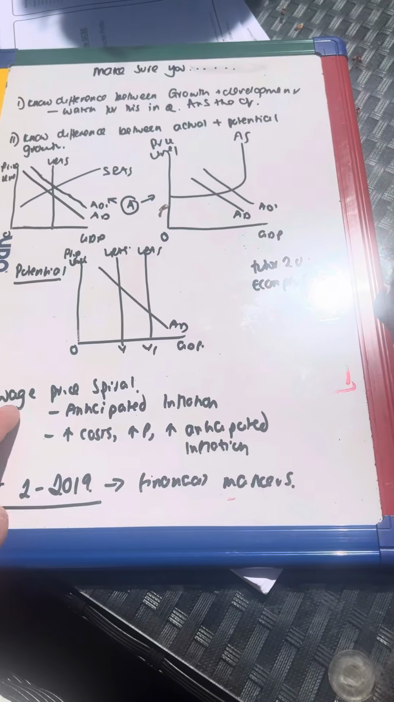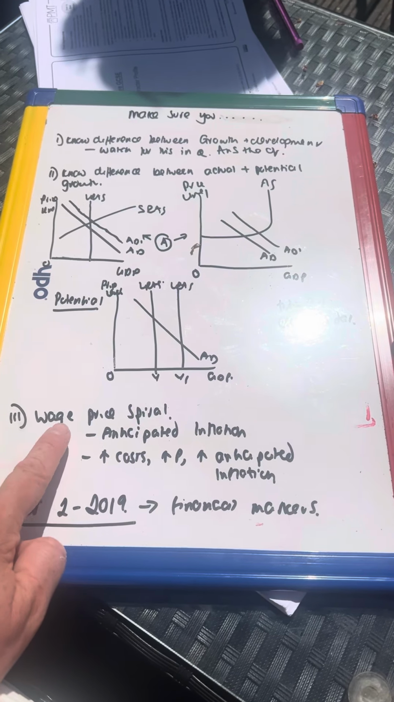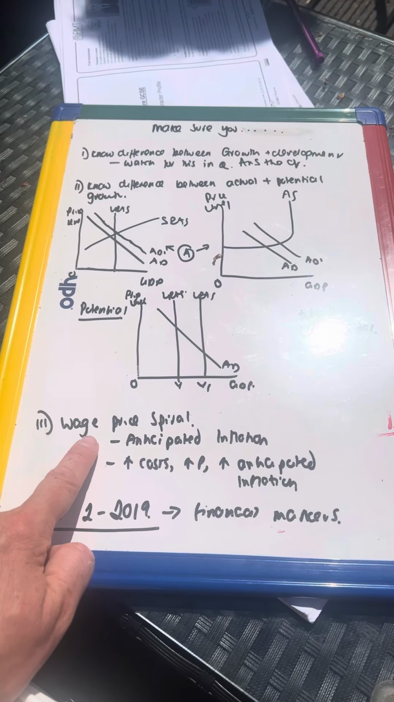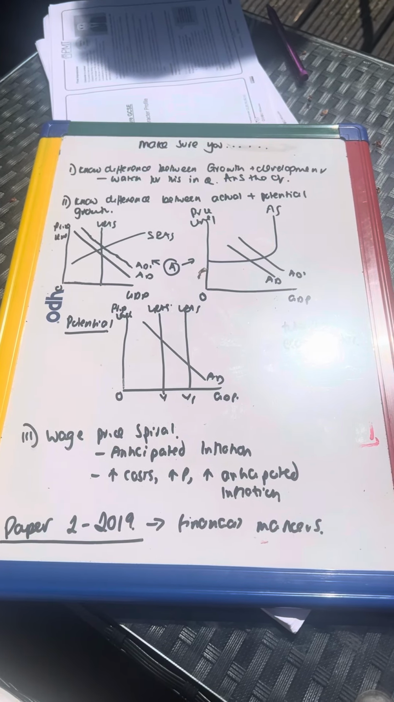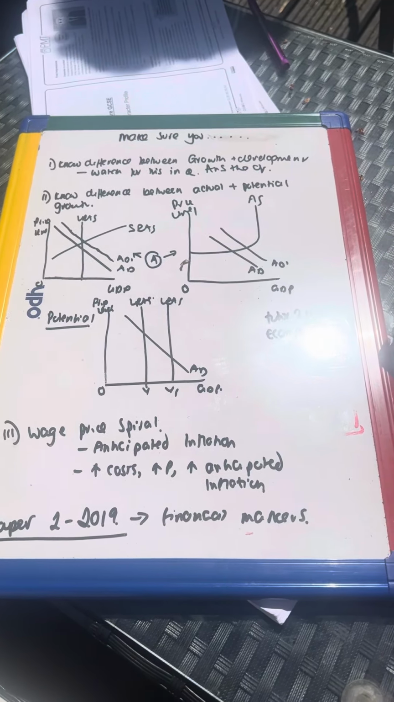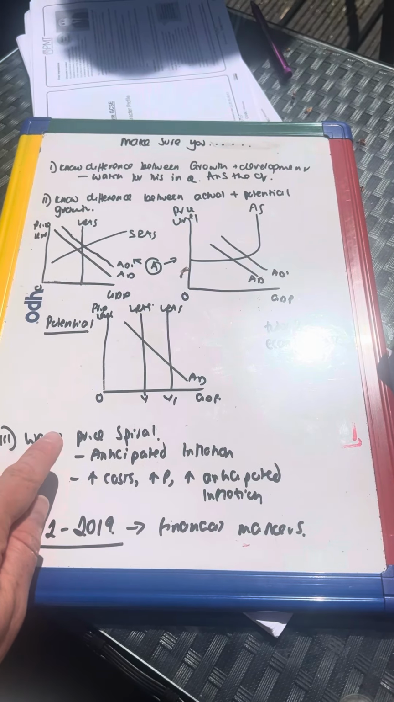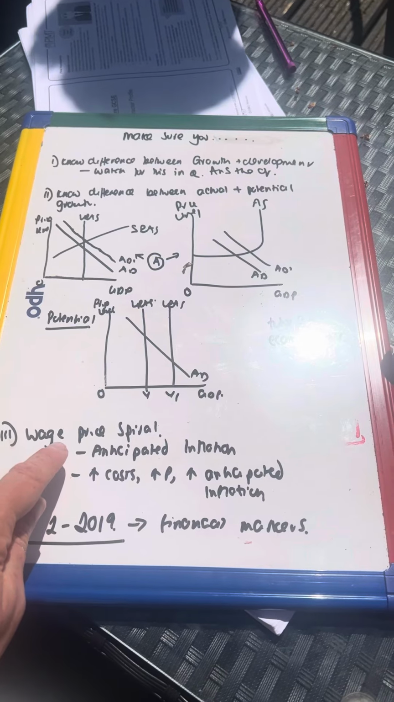Third point, make sure you understand what a wage price spiral is. I am absolutely convinced this is going to be on. This is absolutely hot because it's economics which hasn't been able to be questioned for the past decade or so, because there hasn't been an issue with it in the UK, whereas there has in the last 24 months. This is going to be on your exam.